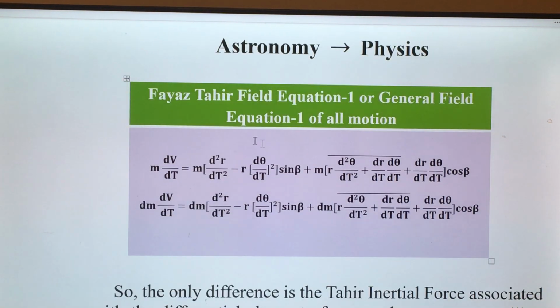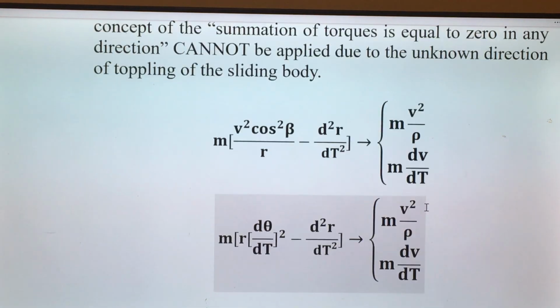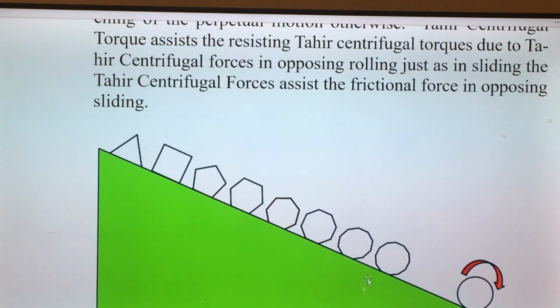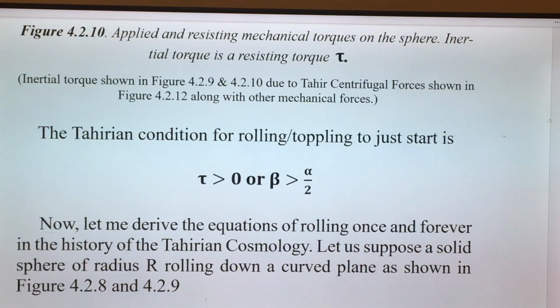This force, guys: Fayaz-Tahir field equation 1, or general field equation of all motion in the 7 heavens and 7 earths. So this is the force, guys. dm, this is the differential elemental version of the above equation. So instead of m, we multiply with dm. So this force, dm r squared d squared theta over dt squared, is added as a 7th force.